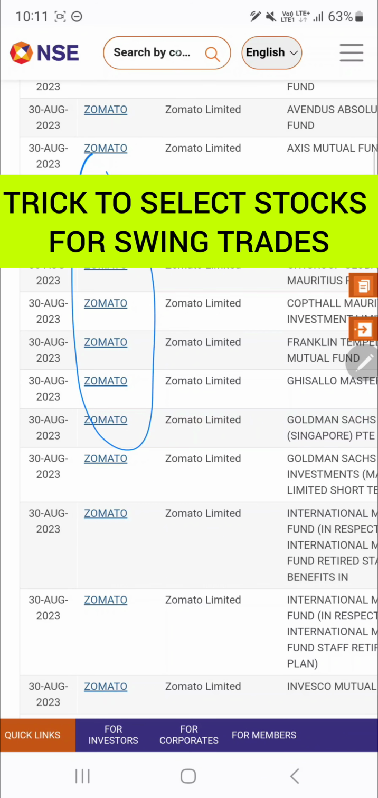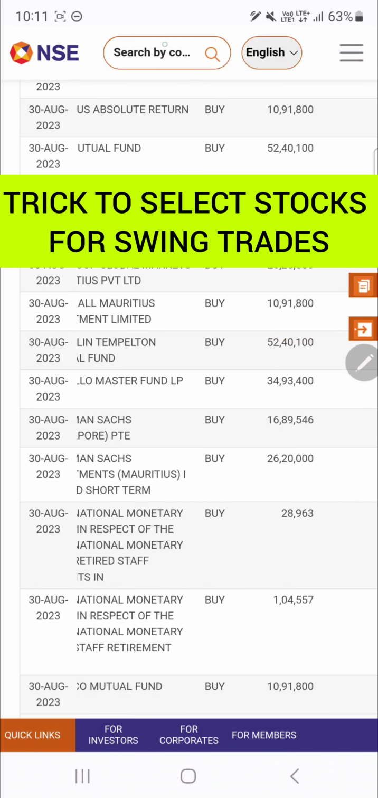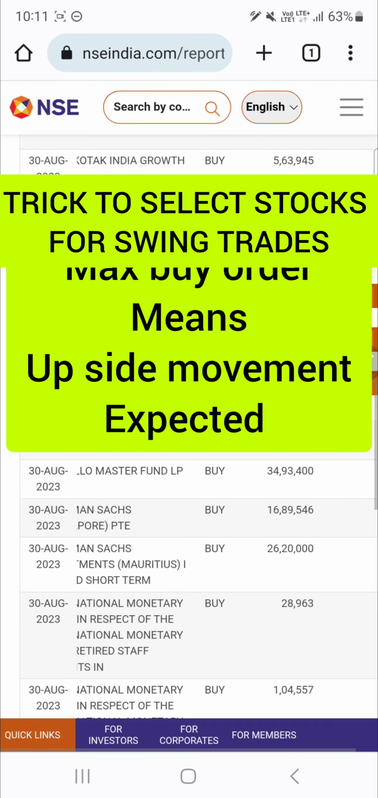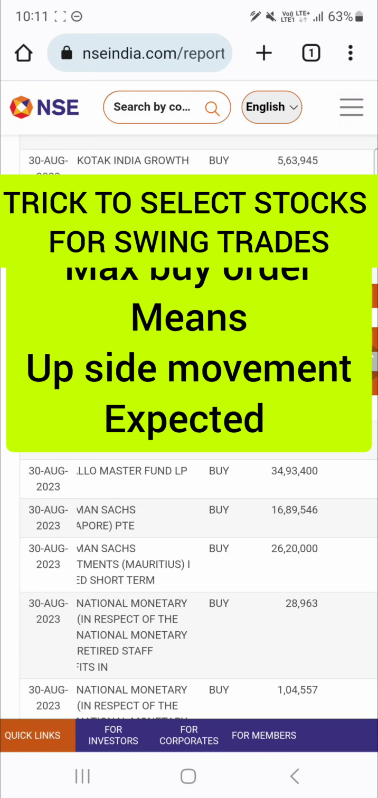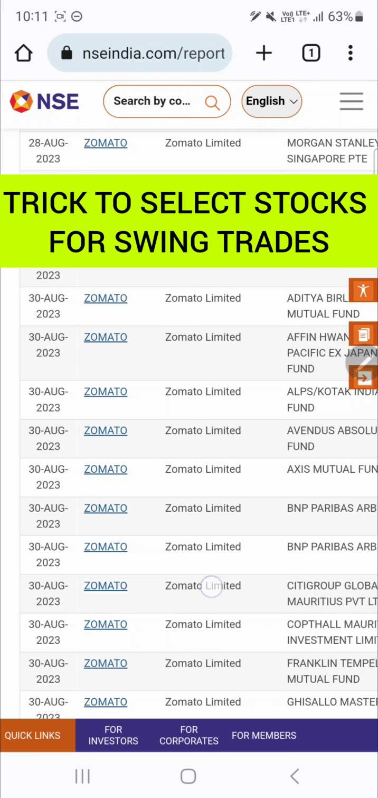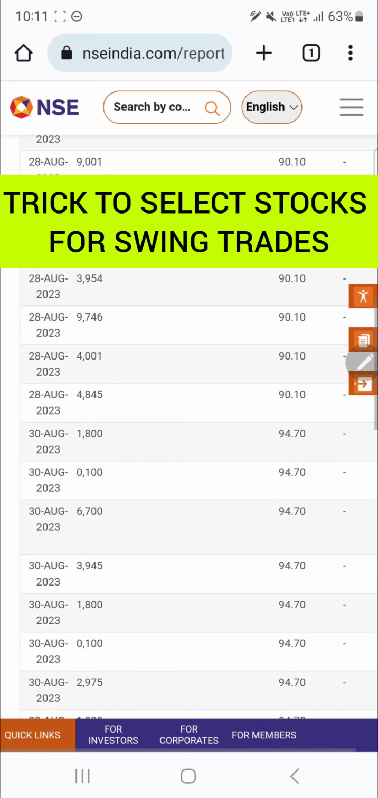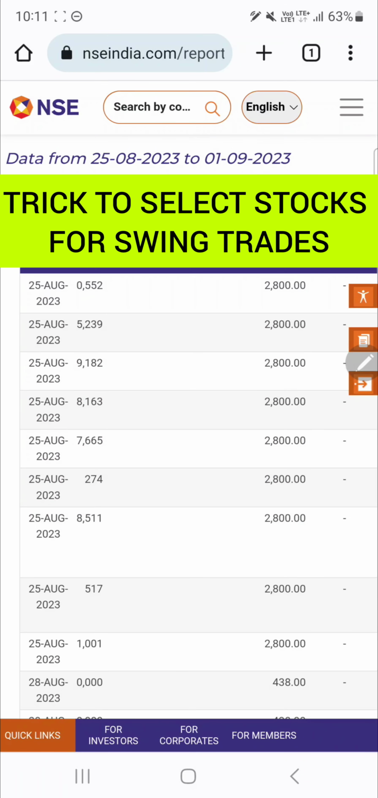Okay, so here you can see the particular stock, and here you can see the particular buy or sell orders placed. Okay, so the maximum the buy is, that means they are predicting that the stock can go up, or the maximum sell is for the same particular stock, they are predicting that the stock can go down. Okay, so this is a little trick to find out the stock for your swing trades and holding trades.